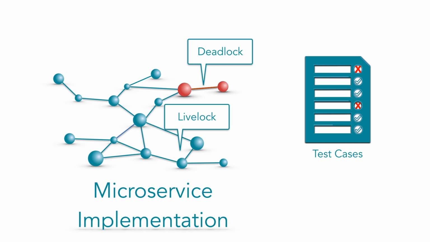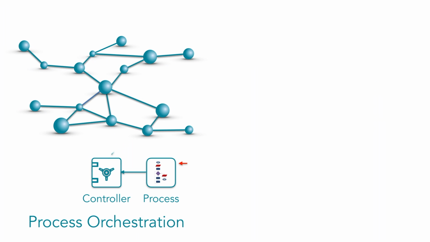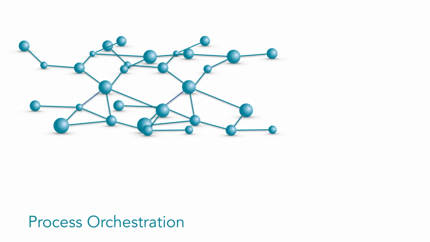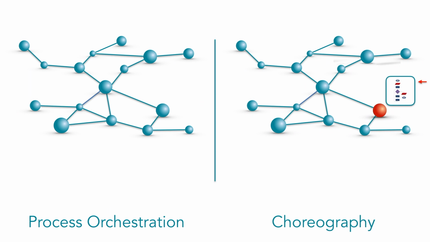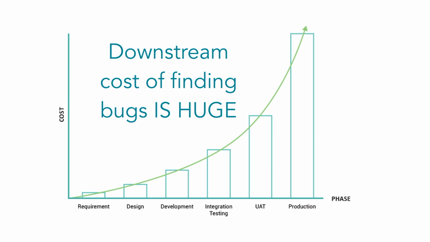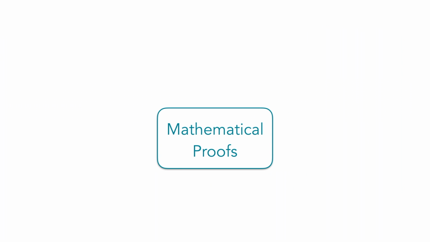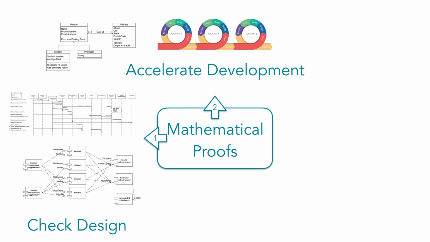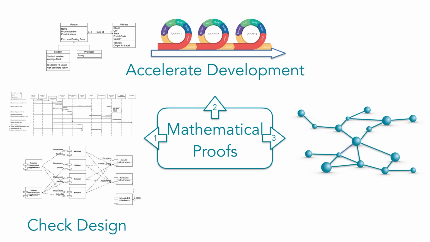It's difficult because, unlike process orchestration, where a centralized controller decides what happens next, in distributed solutions, the locus of control passes from one component to another. Consequently, design issues tend to be spotted late in the development cycle, sometimes not until live, when they are also hard to diagnose and fix. We have a better approach, based on mathematical proofs, which allow us to check the evolving design, accelerate implementation, and both monitor and enforce the process at runtime.